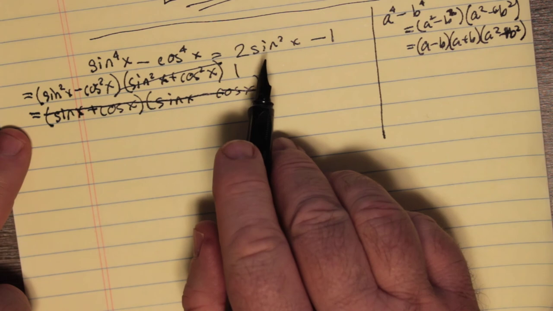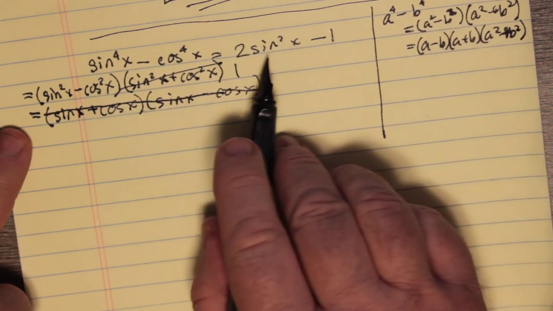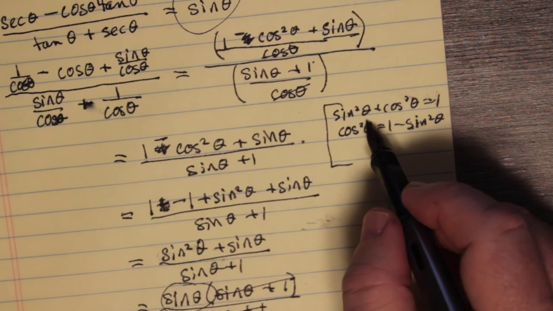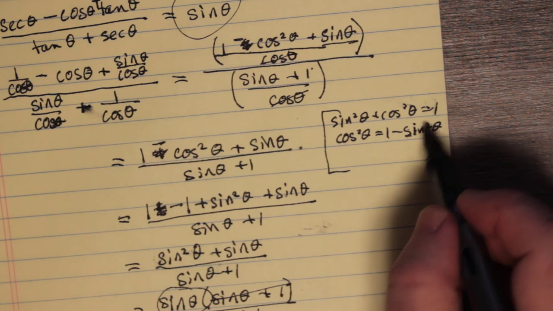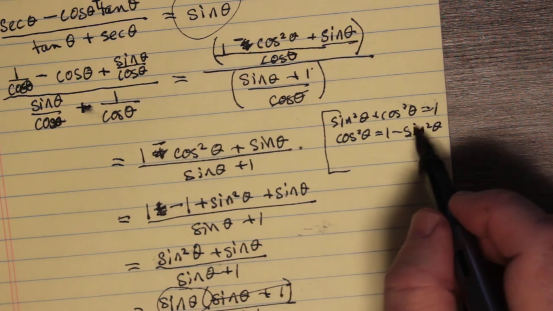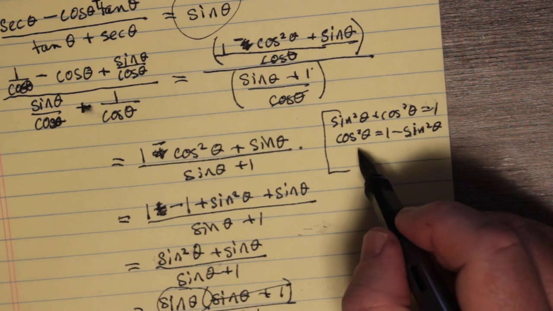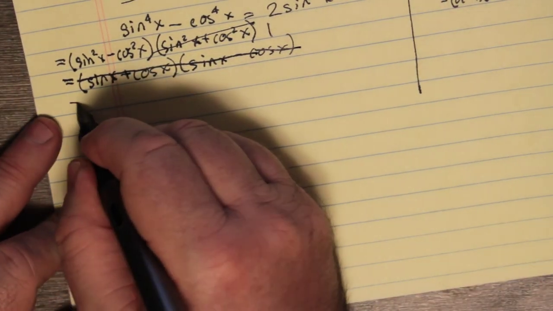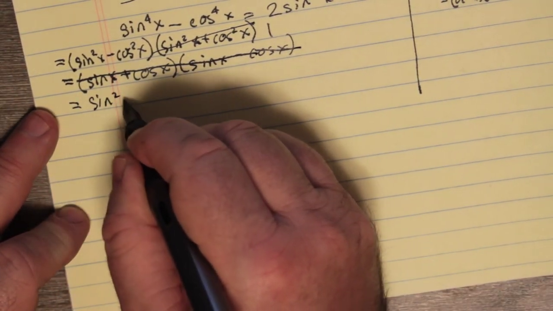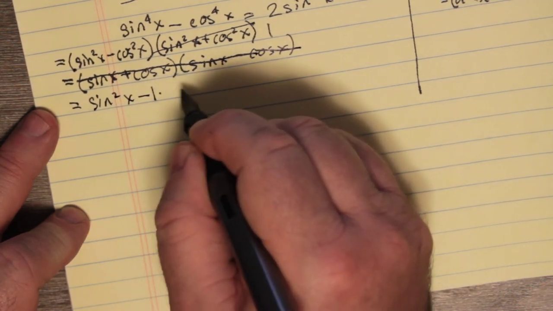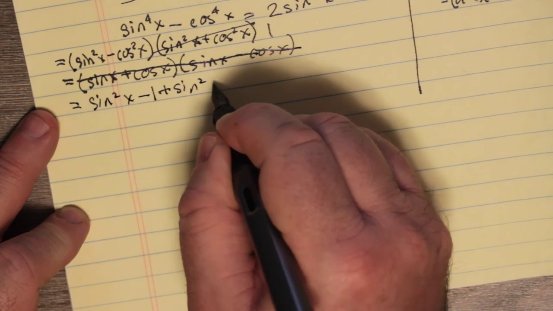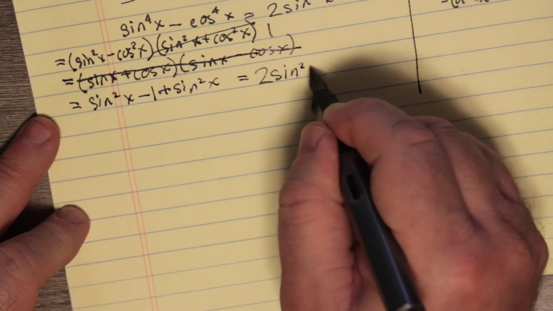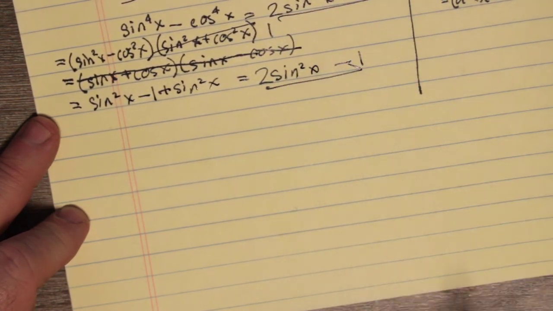Notice that we have 2 sine squared x. It's just in terms of sine. Now, the Pythagorean identity said that you can have sine squared x plus cos squared x equals 1, but then you can bring sine squared over to the other side and make cos squared equal to 1 minus sine squared. And that's what I'm going to do. So this is now going to be sine squared x minus 1 minus a minus is plus sine squared x. So now we got 2 sine squared x minus 1. Left-hand side equals right-hand side.